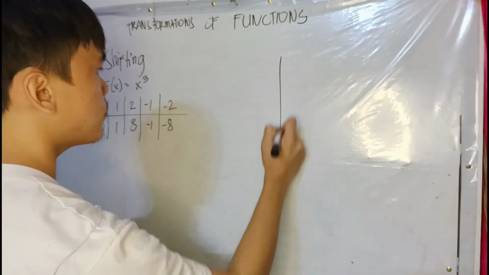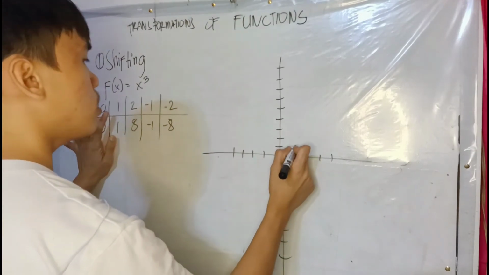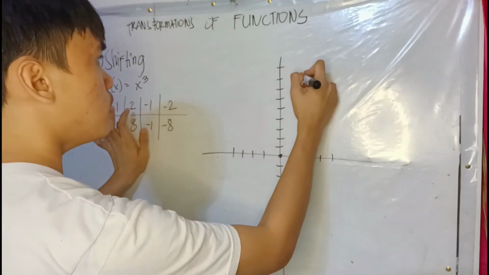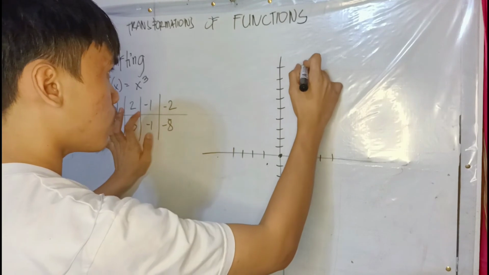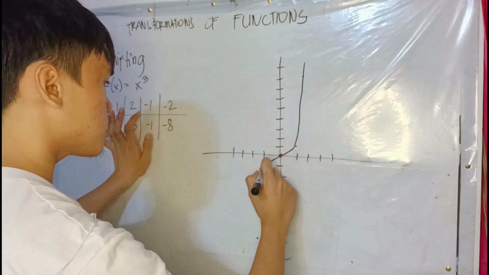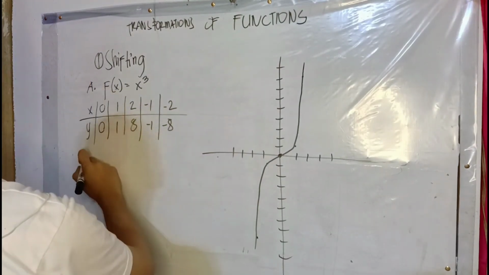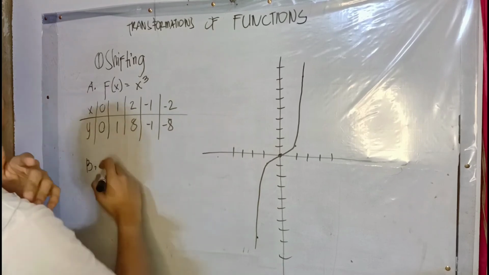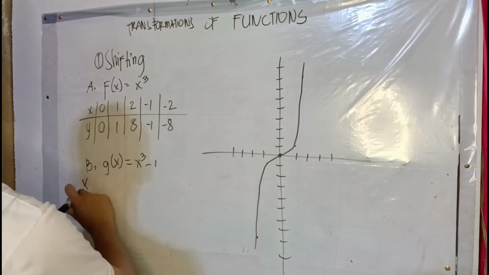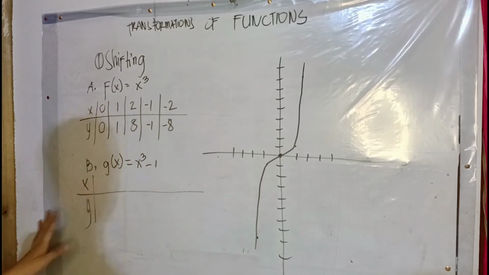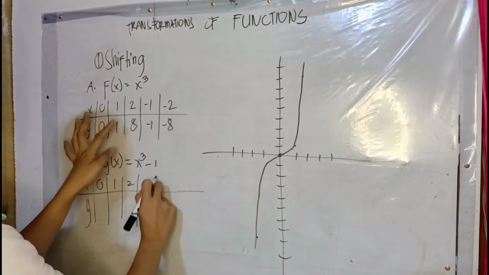So our graph is like this: 0 and 0, 1 and 1, 2 and 8, negative 1 and negative 1, negative 2 and negative 8. That is the first function. Then the shifted function is g of x is equal to x cubed minus 1. So x is 0, 1, 2, negative 1, and negative 2.